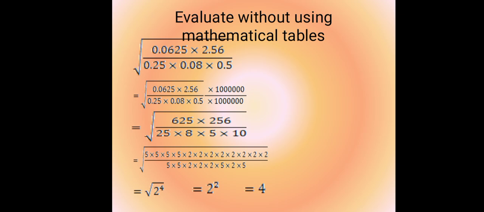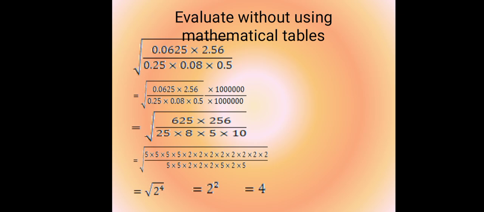And then we got the denominator. The factors of 25 is 5 times 5. The factors of 8 is 2 cubed. The factor of 10, it is 5 times 2, sorry, the factor of 5 is just 5.